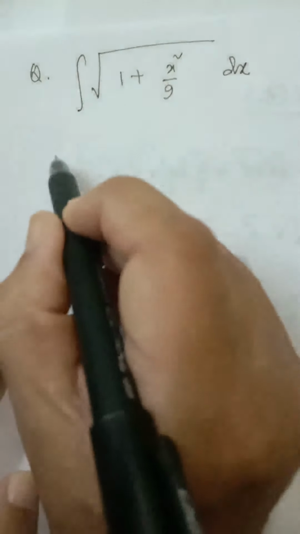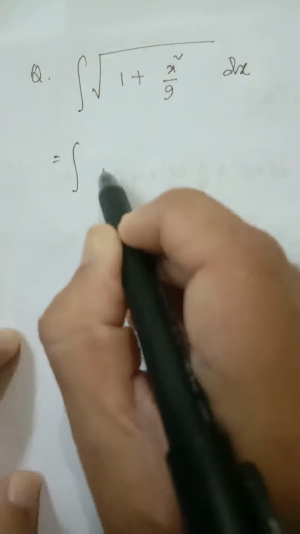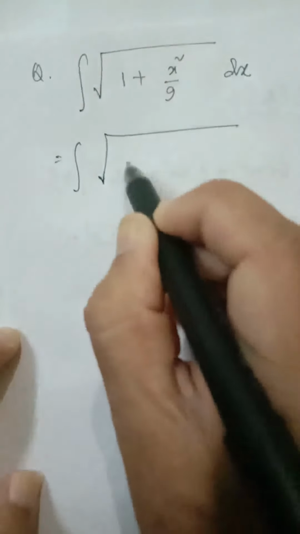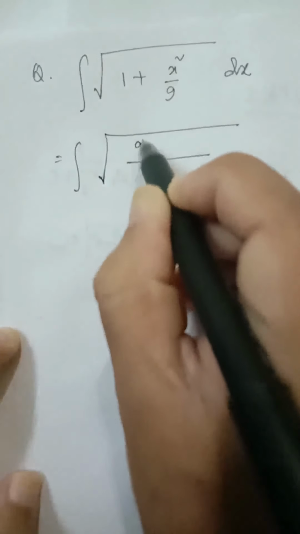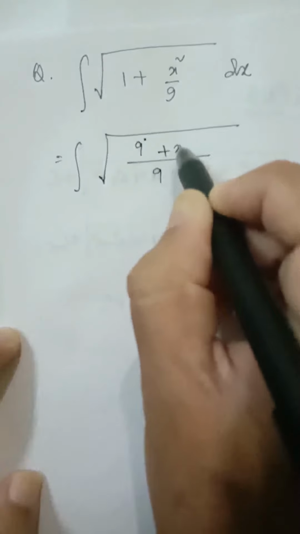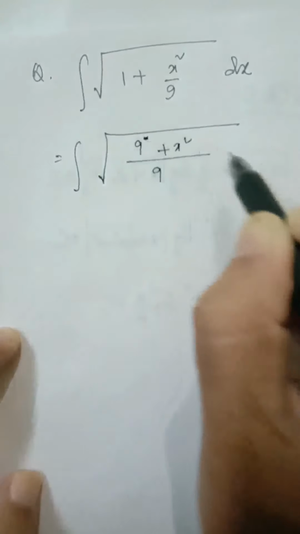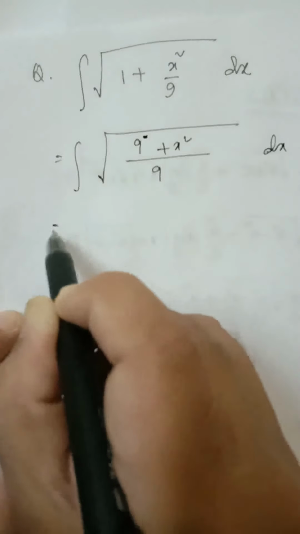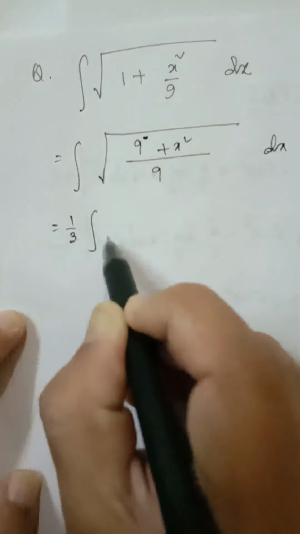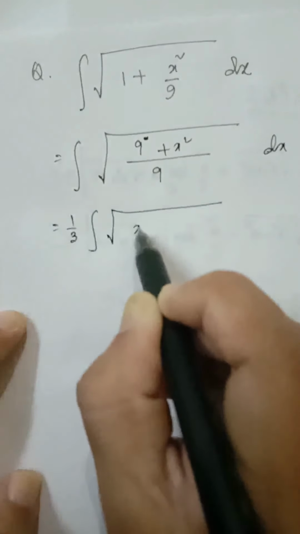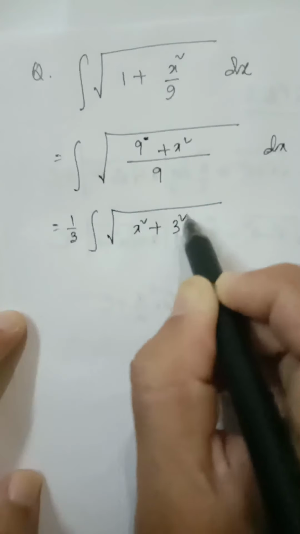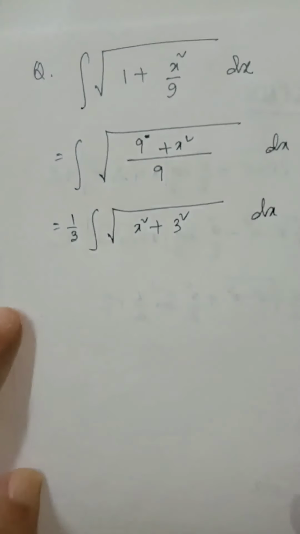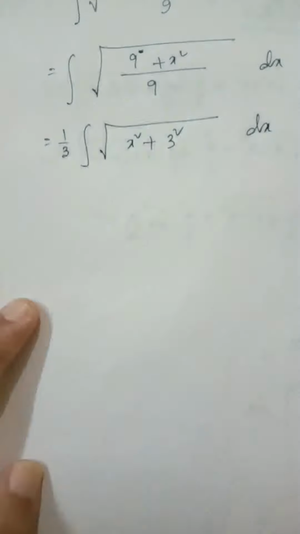Our next question is to integrate root over 1 plus x square by 9. It's better to take the LCM in the first step. If we take the LCM, it will be root over 9 plus x square by 9 dx. Denominator root over 9, so 1 by 3 will come out, into root over x square plus 3 square dx. Now we will apply the formula. This is again of the first form.